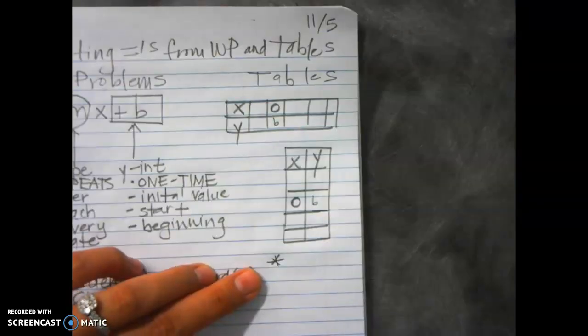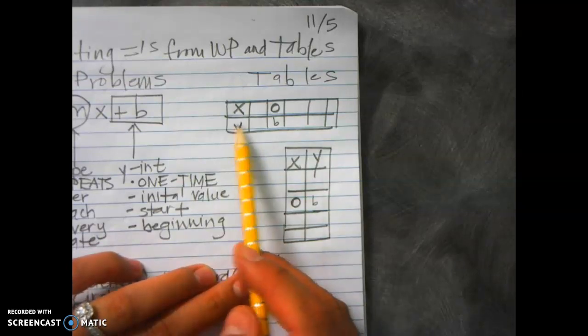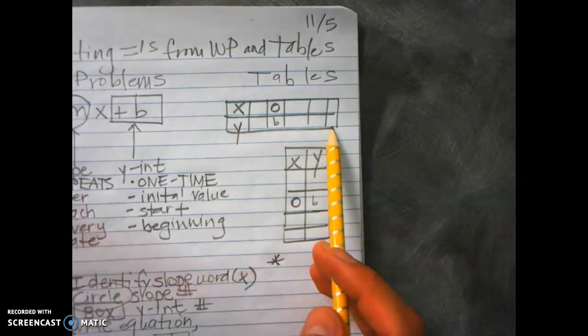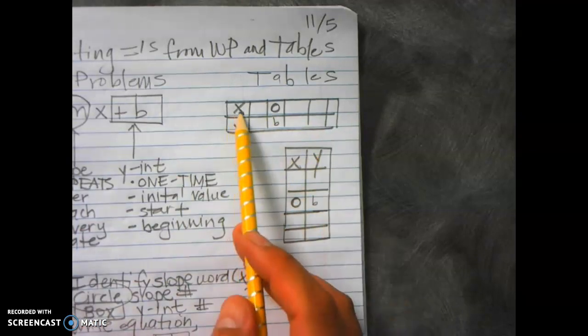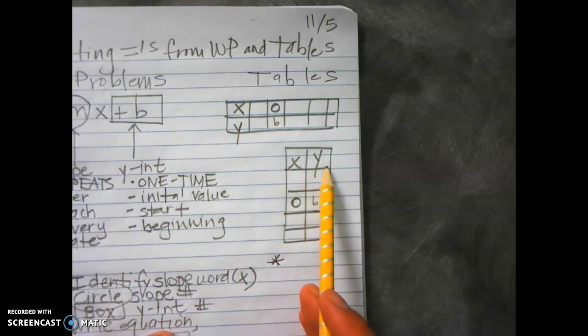Okay, when we're given tables of information, it's just an organized way to represent multiple points. So I drew one horizontally. It looks like it's laying down sideways. Remember, x is on top, y is on the bottom. And then I drew one vertically. X is on the left, y is on the right.